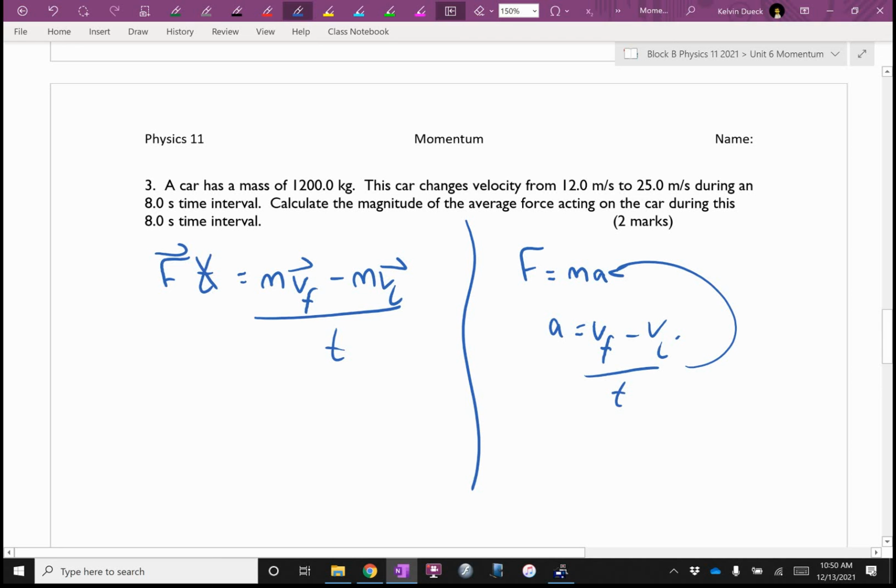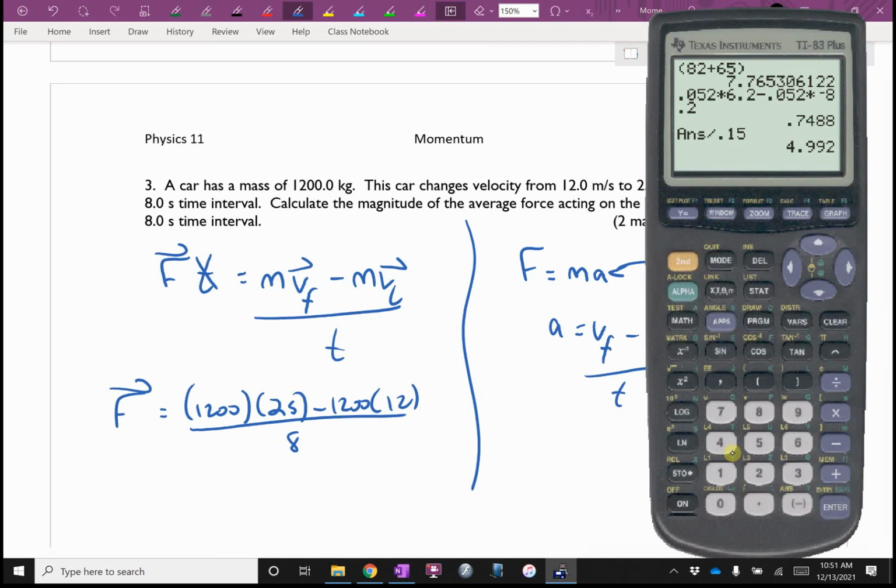So if you're a little shaky, or if you're doing an impulse question and you're saying, I'm more comfortable doing this with forces, I'll go ahead. As long as you can get it right, I don't care how you do it. I'd like you to do it the shortest way possible, but I'm not going to make you do it the shortest way possible. The force is going to be 1,200 times 25 minus 1,200 times 12, close bracket, divided by 8. I get 1,950 newtons. Is that right?